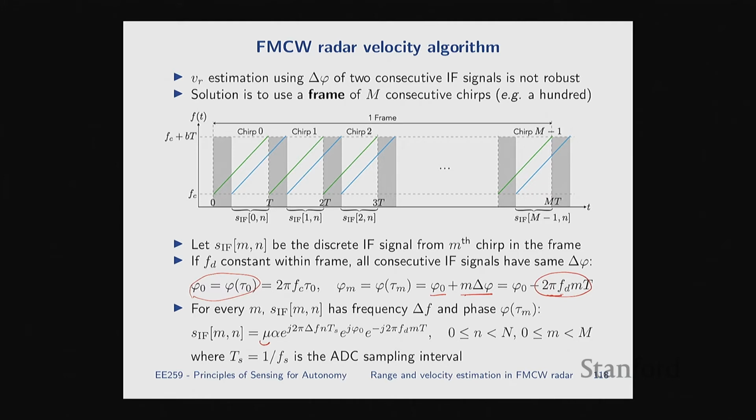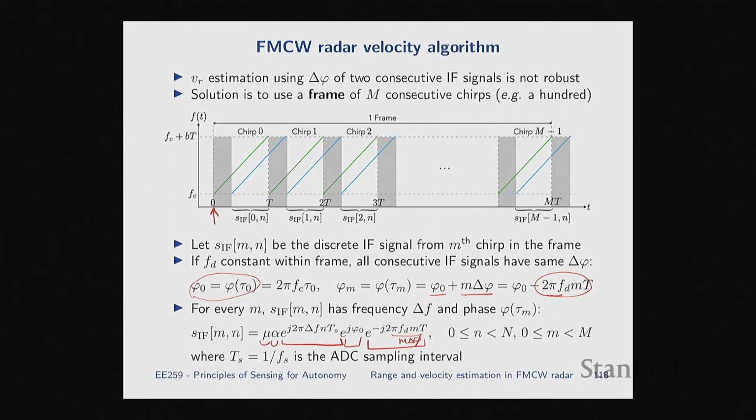Mu is the gain. Alpha is attenuation. This is our good old e to the j2 pi delta f t. We have just discretized it through the ADC. This e to the j phi 0 is the starting phase at the very beginning of the frame. And then this is just e to the j 2 pi, and this here is like m delta phi.